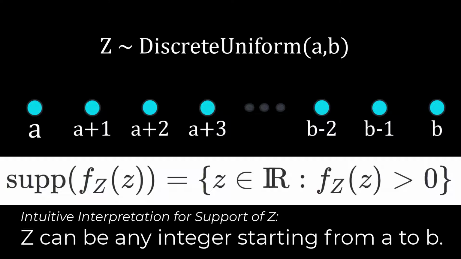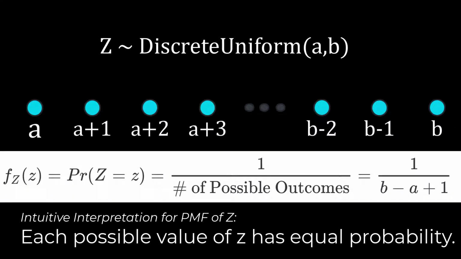That is a mouthful, so let's ensure we also gain some intuition for this tough notation. For the discrete uniform, the notation implies that it is plausible to see integer outcomes from integer a to integer b. Little f of z, in this case known as the probability mass function, means each possible value has equal probability of occurring, and the probability is 1 over the number of possible outcomes.